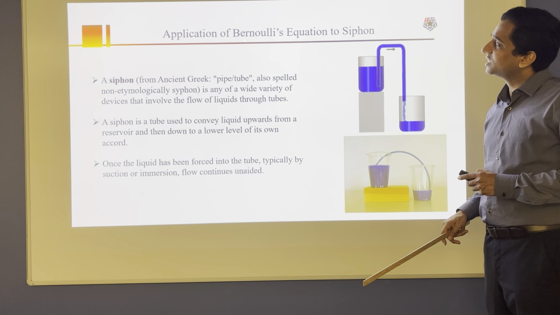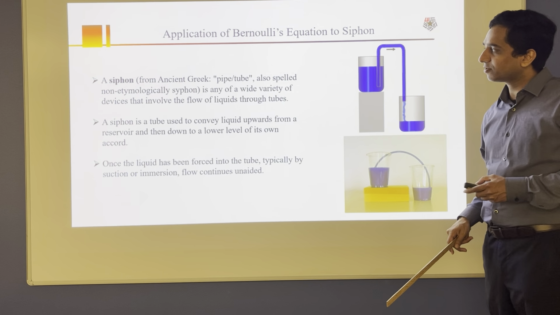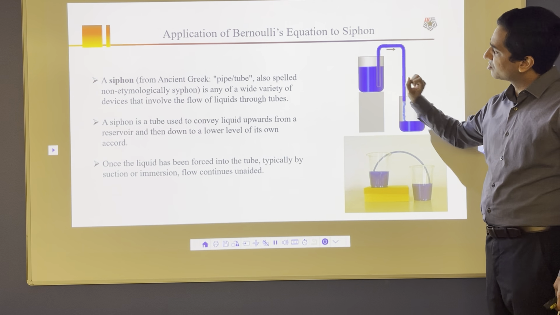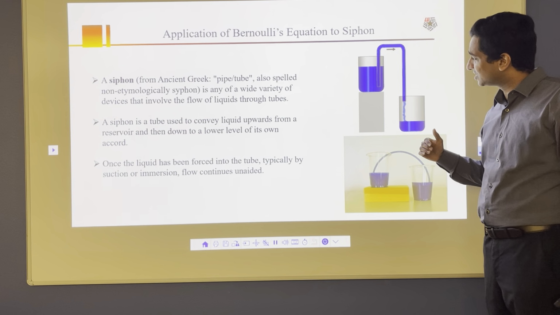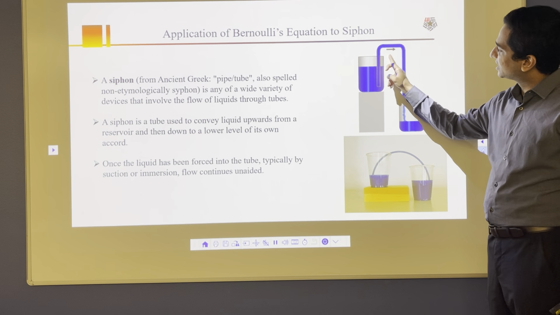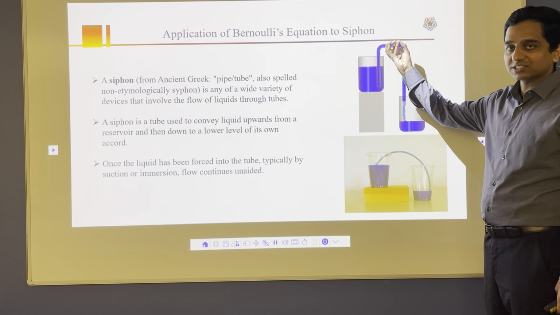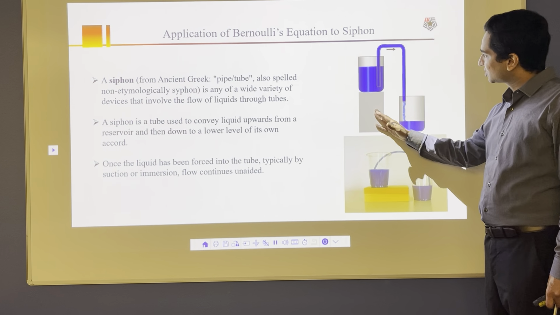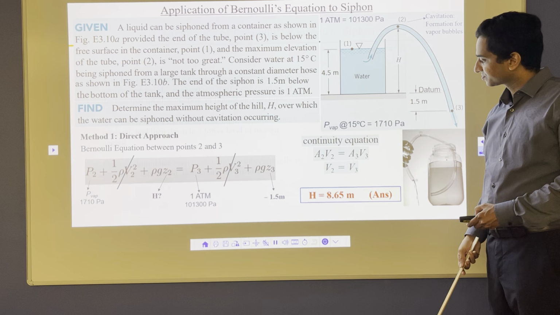Then we learn the application of Bernoulli's equation for a siphon, or the process of a siphon. A siphon is basically two tanks, one tank at higher elevation, another tank at lower elevation, and the water will flow from the high tank to the low tank because low pressure is created in this section, so it's going to suck some water here, and then transfer it to the lower tank. That's what happens in the process of a siphon.